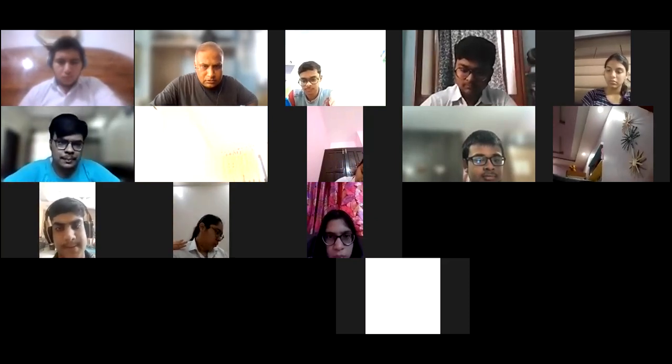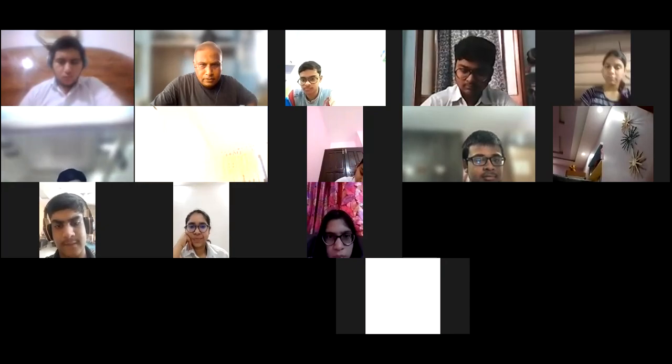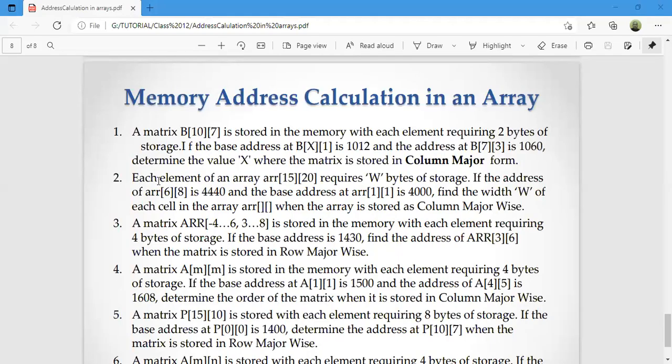Question is, note it down. Second one, each element of an array ARR 15, 20, that is the value of M is 15 and N is 20, right? Requires W bytes of storage. Now here the size of each location is not given to you. If the address of ARR 6, 8 is 4440 and the base address at ARR 1, 1 is 4000, find the width of each cell in the array when the array is stored column major wise.